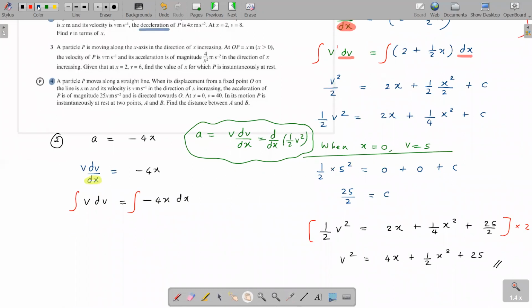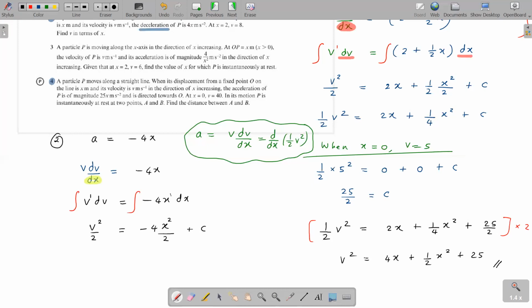So then I get here, when you integrate v with respect to v, what do I get here? v square over 2 equals minus 4. When you integrate x with respect to x, you add 1 to the power, x to the power 1 adding 1, x square over 2. Okay, so this is v to the power 1 with respect to v, it's v square over 2, minus 4x to the power 1. When you integrate, it's 4x square over 2. And don't forget, when you integrate, you must put plus c.